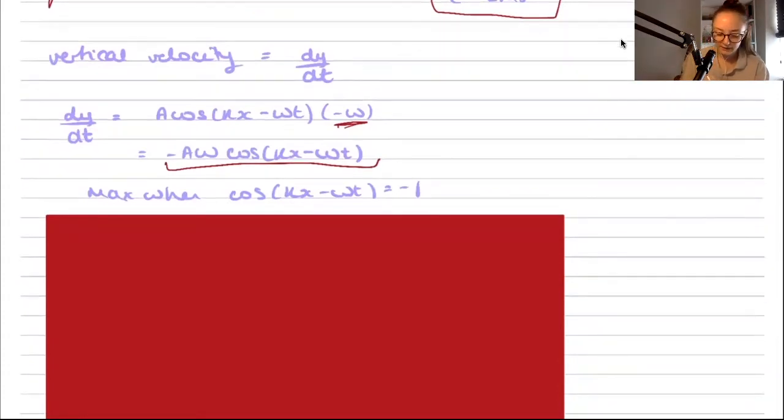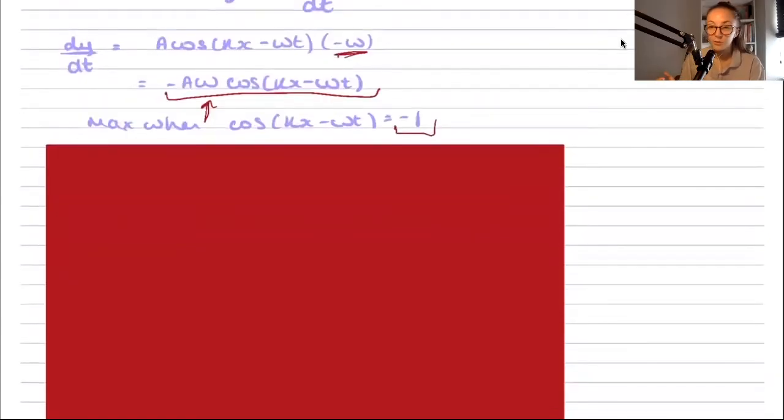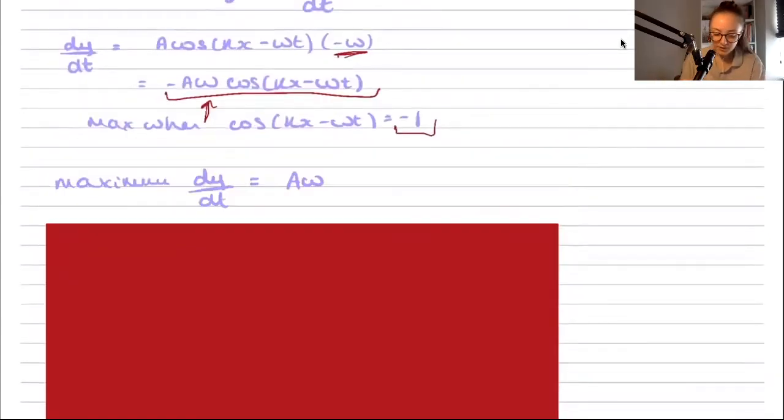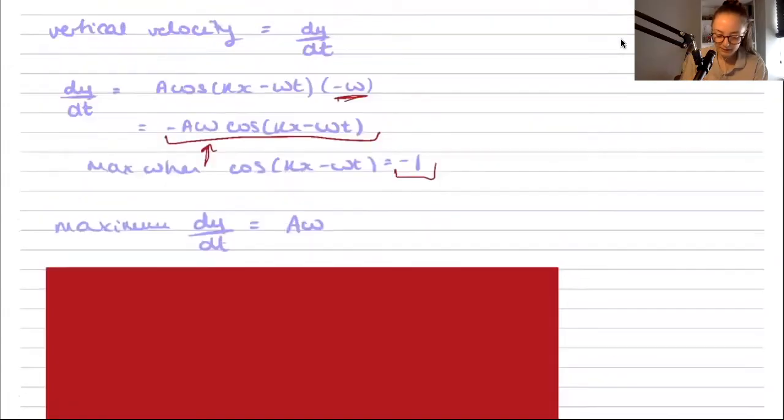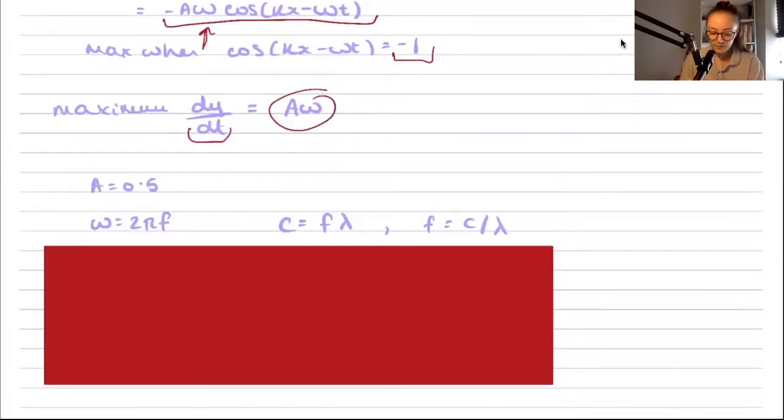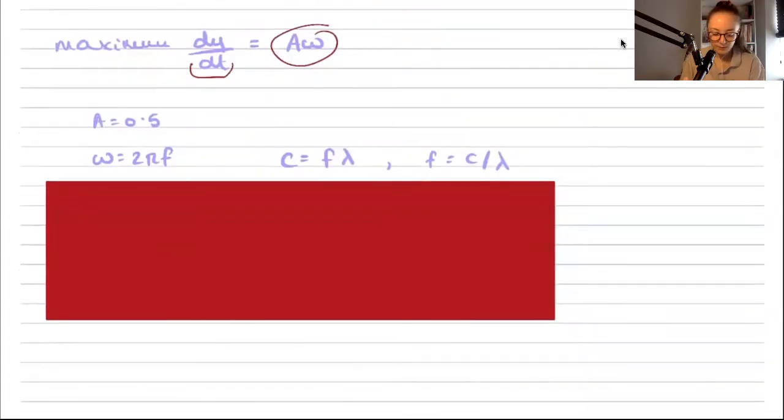So looking at this equation here, we can say that our maximum value happens when cos is minus 1, or 1 if you are just looking at the magnitude. So that means we know that our maximum dy by dt is a omega. So we have some numerical values for this. We know that our amplitude is 0.5.